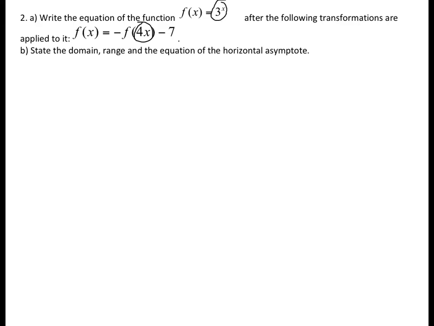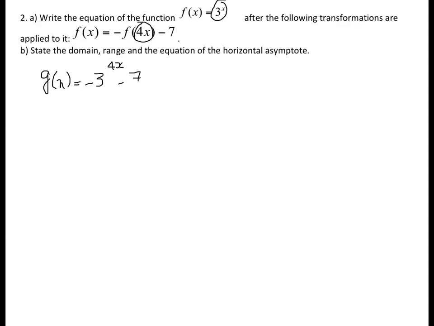So I'm going to have, let's call it g of x after the transformation, is going to be negative 3 exponent, okay? You change x to 4x, so it becomes negative 3 exponent 4x. Then you subtract 7 from it. This is going to be the equation of the graph.